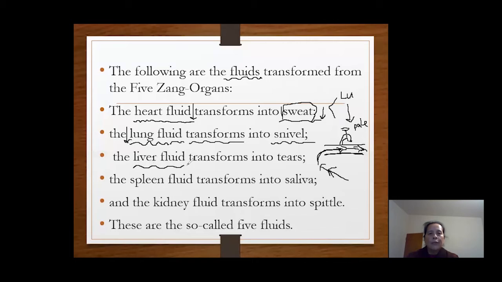Liver fluid has a relationship with tears. If people always tear out, that's the liver losing some function. And clinically, we're pretty commonly talking about liver blood deficiency, where people will have dry eyes. That's the more familiar part.